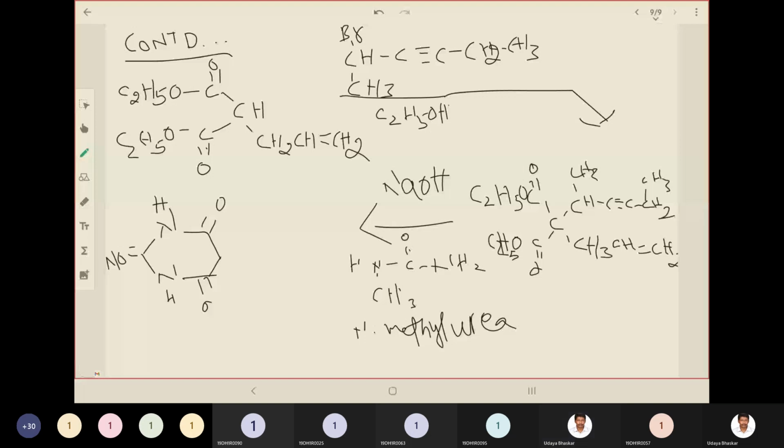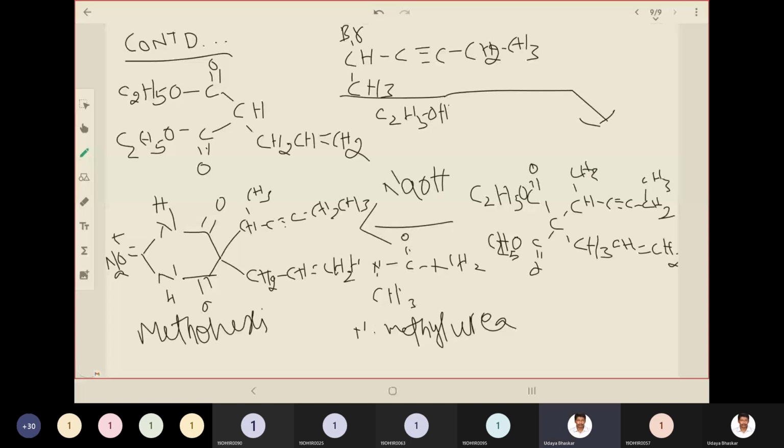O minus, two side chains. One is CHCH3, C triple bond C, CH2CH. The other one is CH2CH propene. So this becomes methohexital sodium. So this is the synthesis of methohexital sodium.